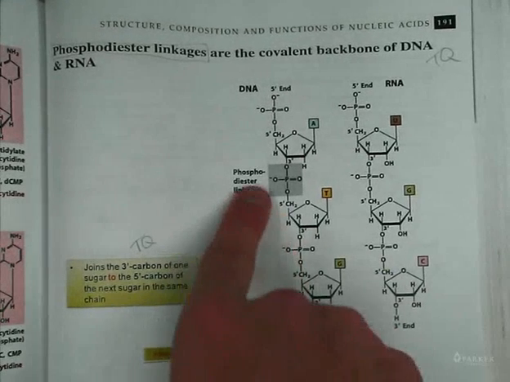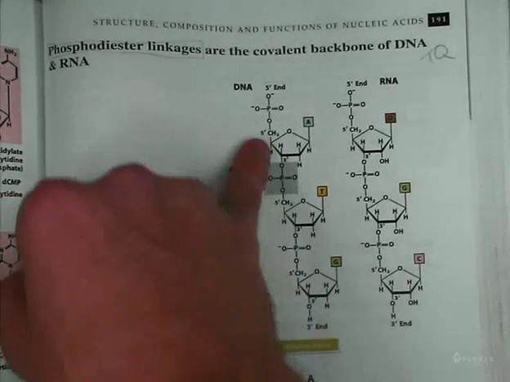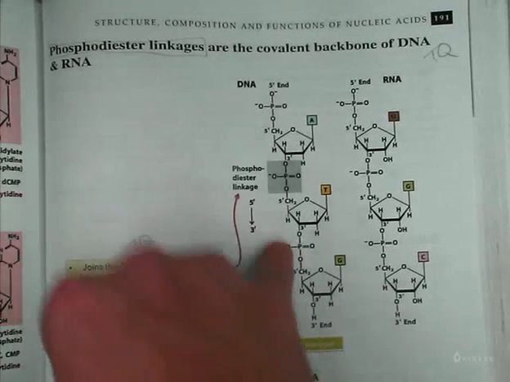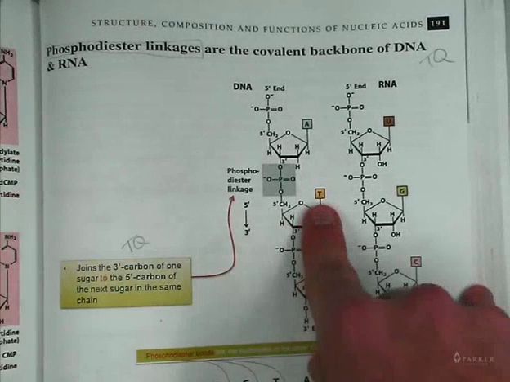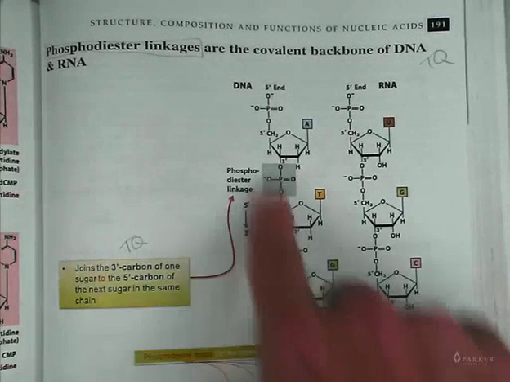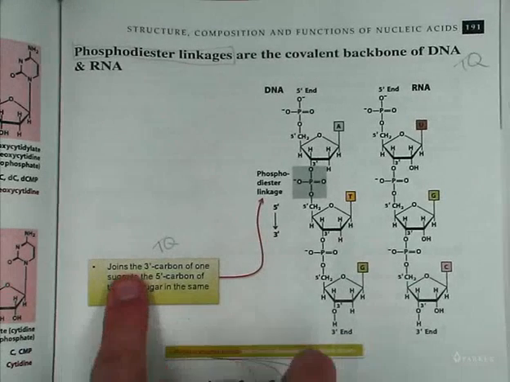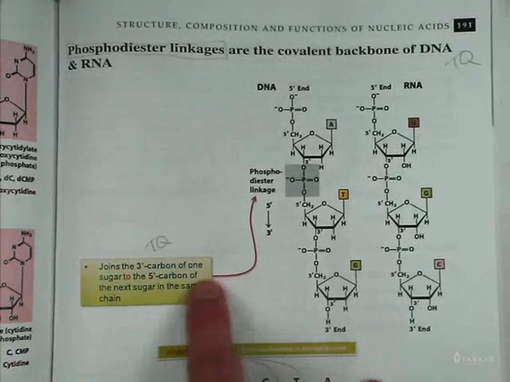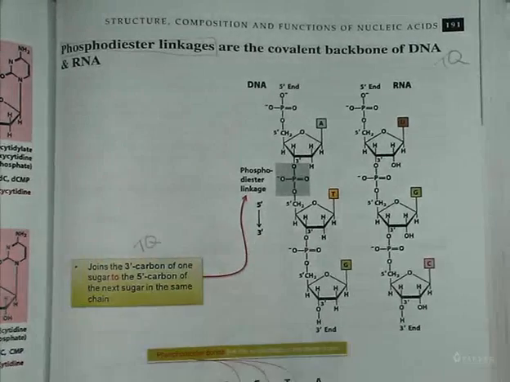So going into the DNA, the phosphodiester really is just the phosphate group in between the two pentose sugars. So it goes pentose sugar, phosphate group, pentose sugar, with the nitrogenous bases hanging off on the inside. Phosphodiester, another thing, joins the 3' carbon of one sugar to the 5' carbon of the next sugar in the same chain.